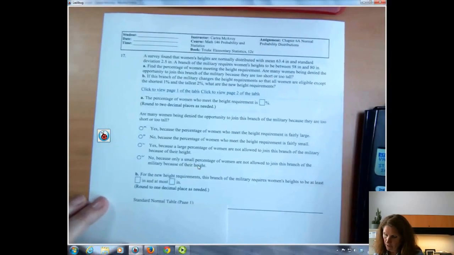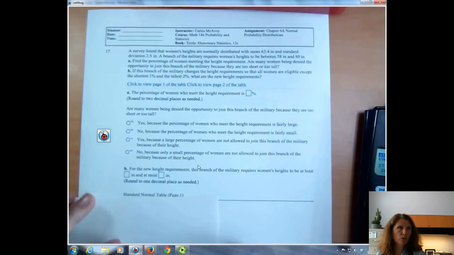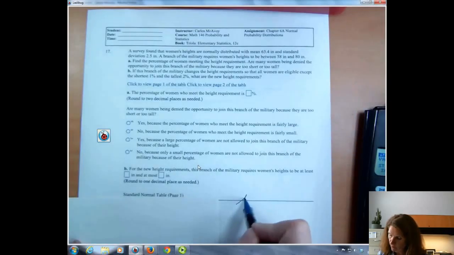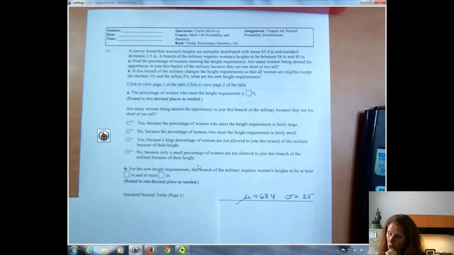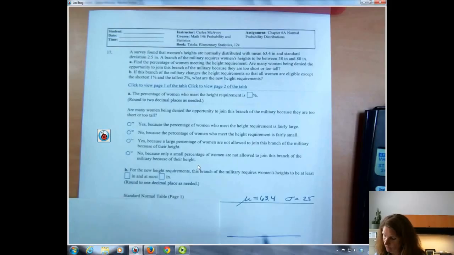All right. A survey found that women's heights were normally distributed with a mean of 63.4 and a standard deviation of 2.5. Those are inches. A branch of the military requires women's heights to be between 58 and 80. Find the percentage of women meeting the height requirement. Are many women being denied the opportunity to join the branch of the military because they are too short or too tall?